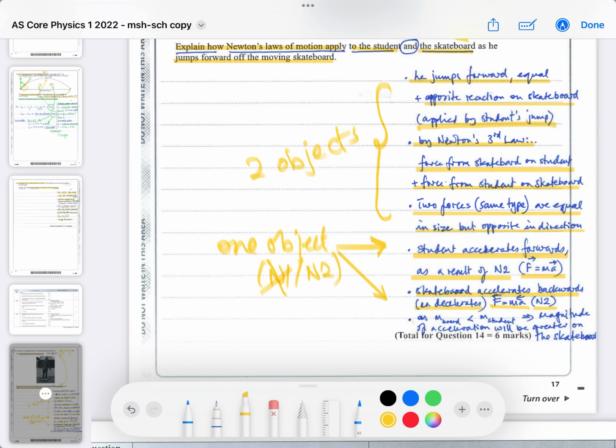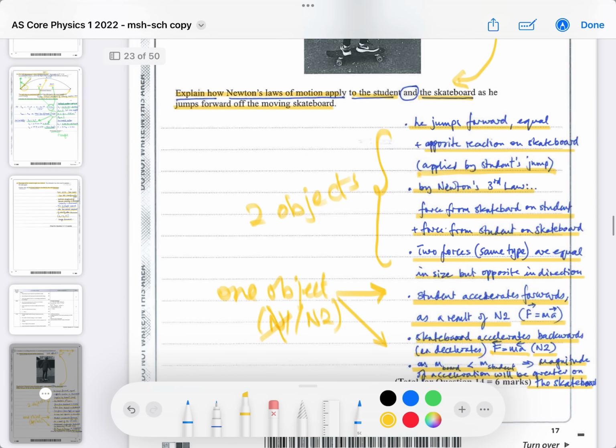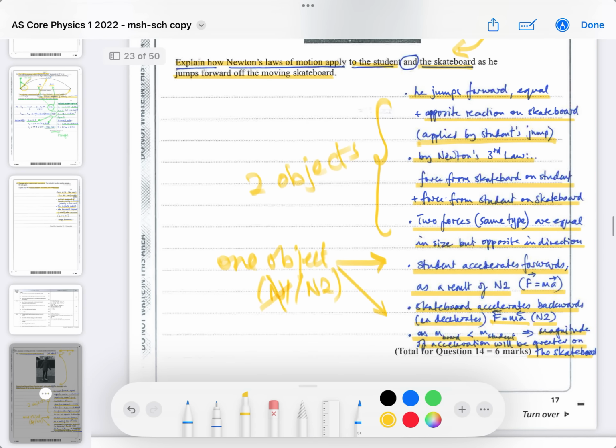So, as the mass of the board is less than the mass of the student, the magnitude of the acceleration will be greater on the skateboard than on the skateboarder, the student. And that, I think, answers the question.